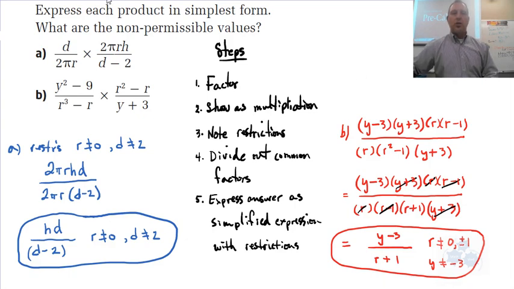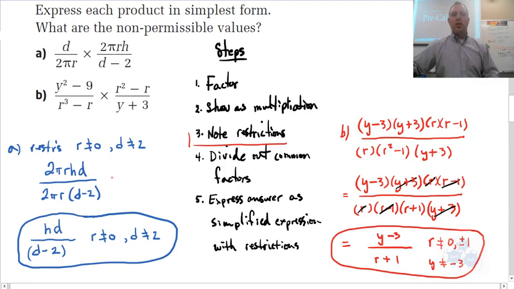Then we're going to note restrictions. It's really important here, again, at this point to note restrictions. Not at the end, at this point, because we're going to divide out some factors and we might miss a restricted value. And so when we do that, we take a look right here for this a. That pi, remember, is a constant. That's not a variable. R cannot equal 0, and D cannot equal positive 2, because that would make this 0.